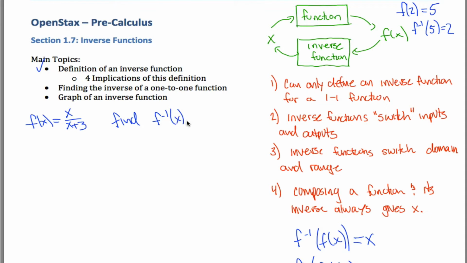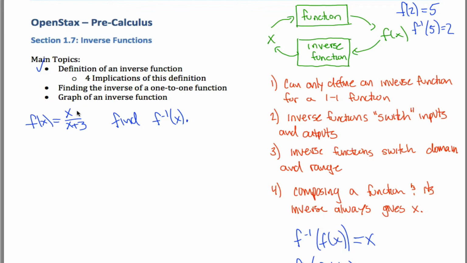The minute I ask you to find f inverse of x, I'm implying that this is a one-to-one function, because remember, you can only define an inverse function if the function itself is one-to-one. This is a one-to-one function. You can graph it, you can run the horizontal line test. This is a one-to-one function, trust me. So how do you find the inverse of this? How do you find the machine that undoes what this does? If I put the number 2 into this machine, what comes out would be 2/5. So what's the machine that when I put 2/5 into it, 2 comes out?